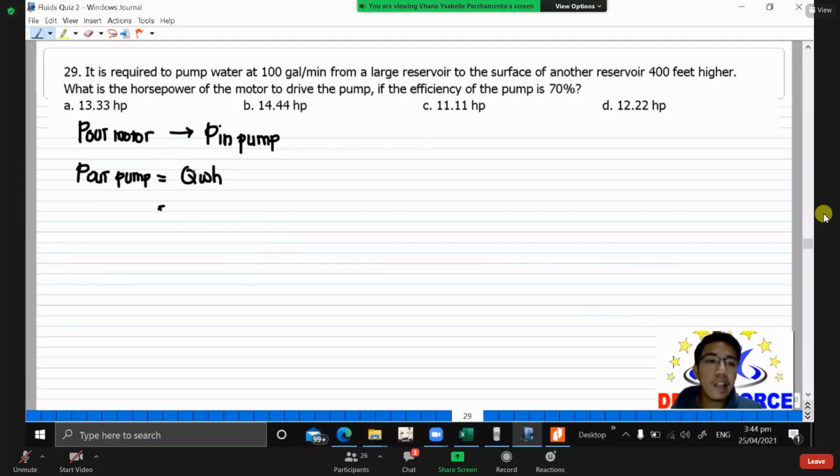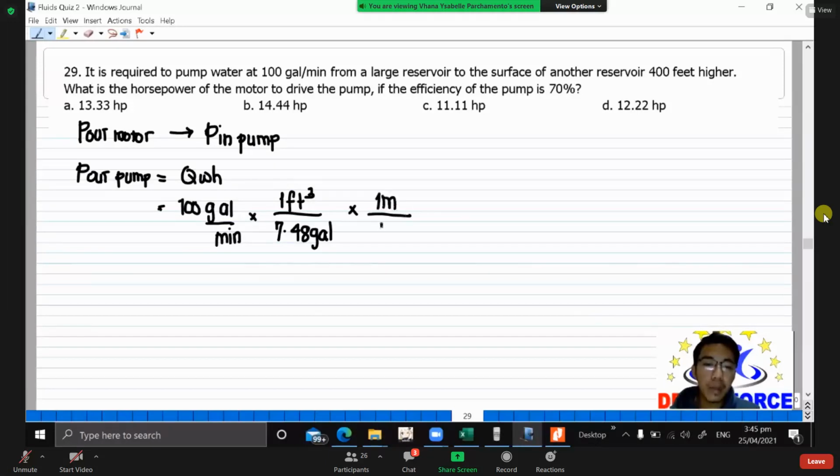So yung volume flow rate, is it given? Yes, we have 100 gallons per minute. So again, dapat ito naka-cubic meters per second. So i-convert natin. So in 1 cubic feet, may conversion tayo. We have 7.48 gallons. Okay, times, convert lang natin yung feet. So in 1 meter, we have 3.28 feet. Then cube. Then yung minute, convert natin. So in 1 minute, we have 60 seconds. So meron ka ng cubic meters per second.